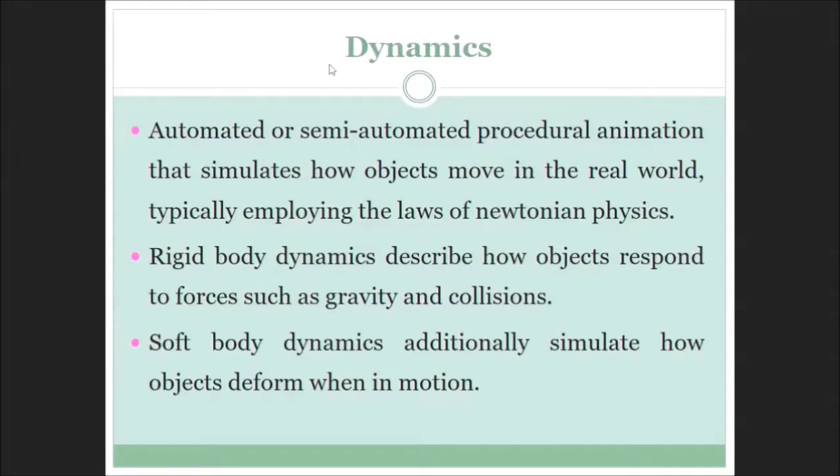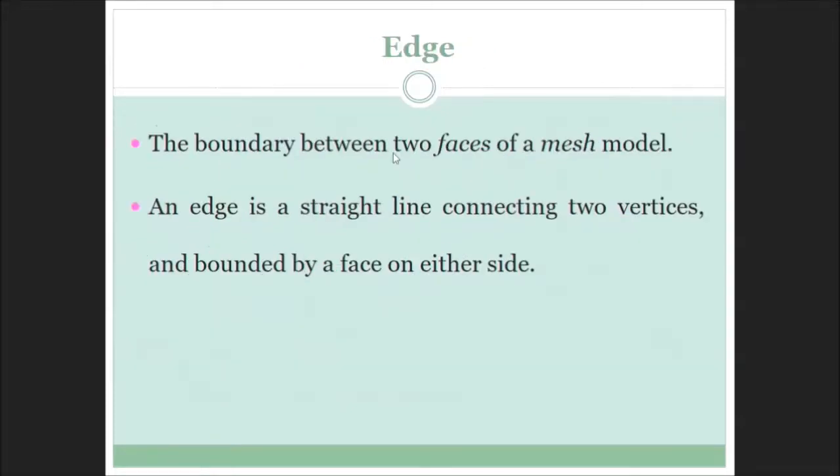In dynamics, automated or semi-automated procedural animation that simulates how objects move in the real world, typically employing the laws of physics, Newtonian physics. So this is dynamics. So rigid body dynamics describe how objects respond to, say, gravity and collisions. Soft body dynamics additionally simulate how objects deform in motion. These all come under dynamics.